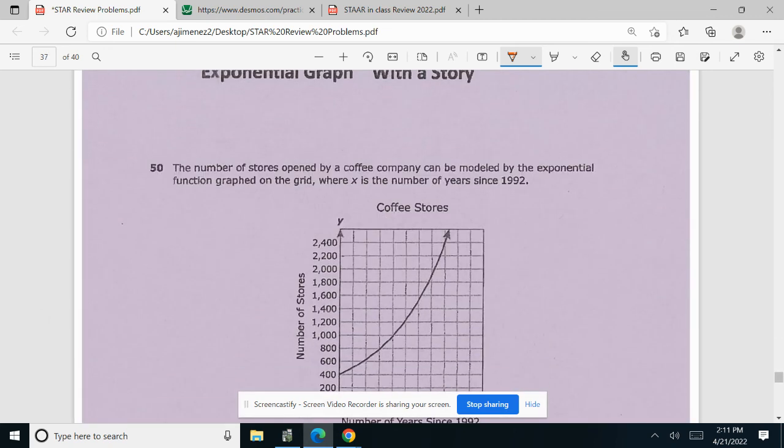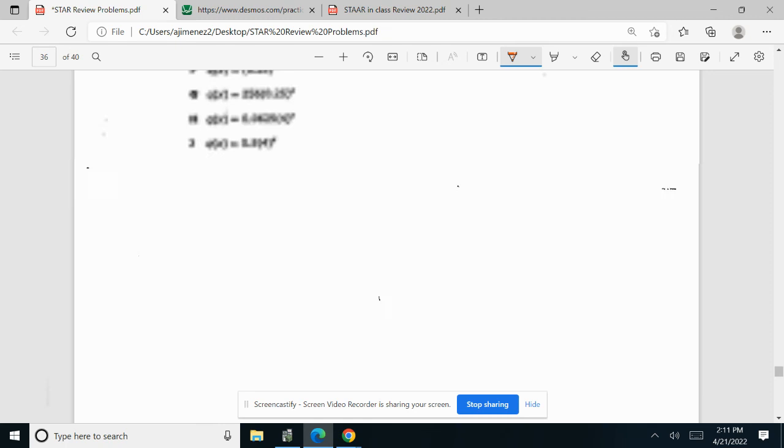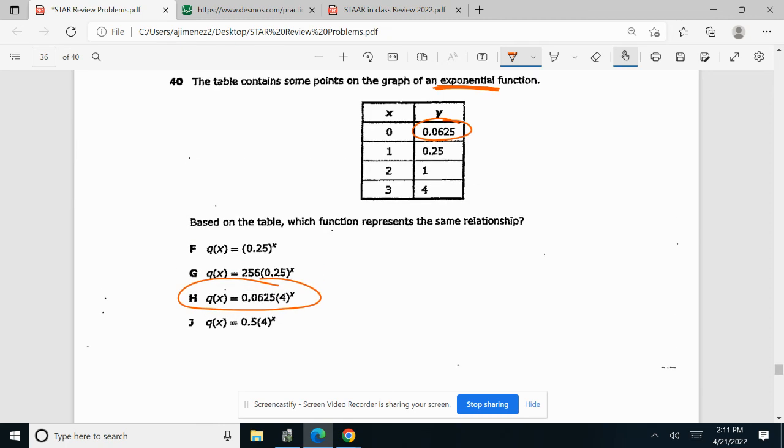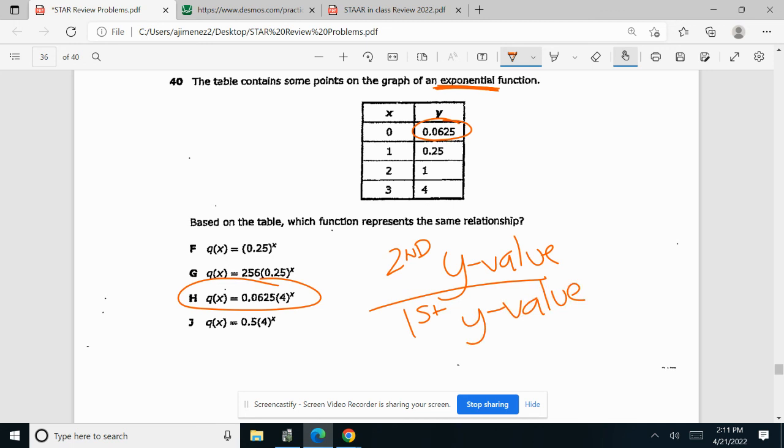That's how easy those problems are going to be. You look for the y-intercept. If you ever have to figure out what the B is, all you do is take the second y value divided by the first y value, if there was more than one answer choice that had the y-intercept. I would do whole numbers. I don't even mess with the decimals. 4 over 1. But if you mess with the decimals, it would be 0.25 over 0.0625. You type that into the calculator, they're both going to give you 4.